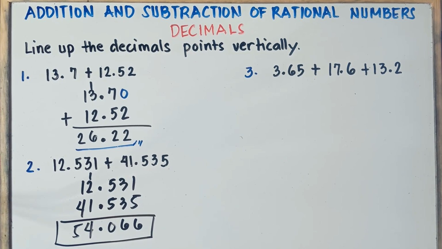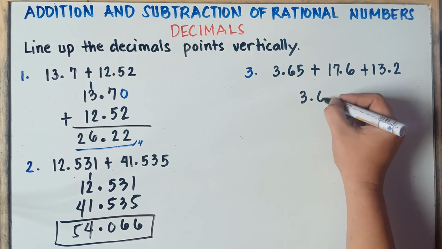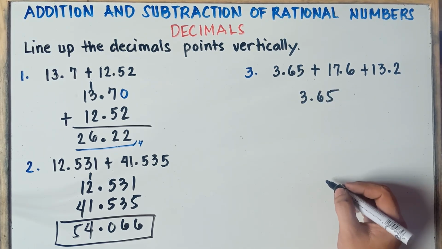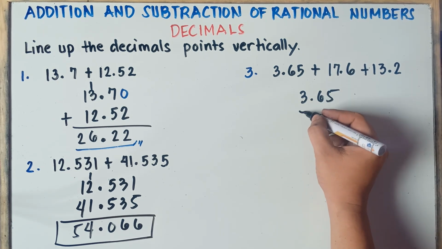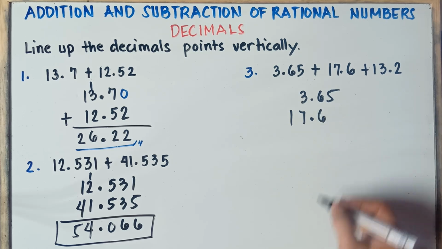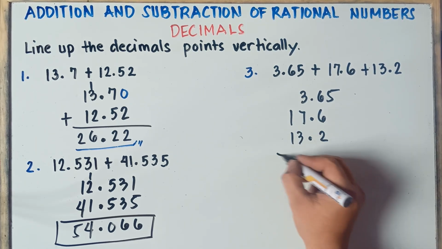Alright, example number 3. Just in case, class, the teacher will ask you to read this one into words. I hope you remember that one, class. You had that during your elementary years. So once again, align. So 3.65. Alright, and then we have 17.6. Once again, you align the decimal. So 17.6. And then 13.2.